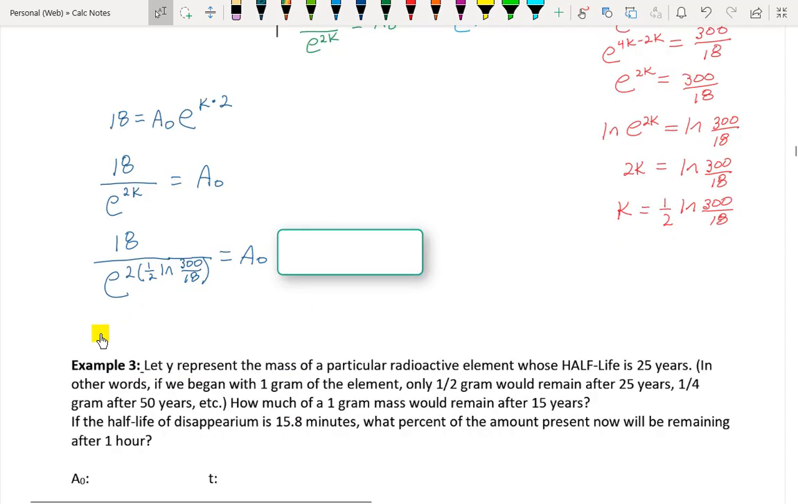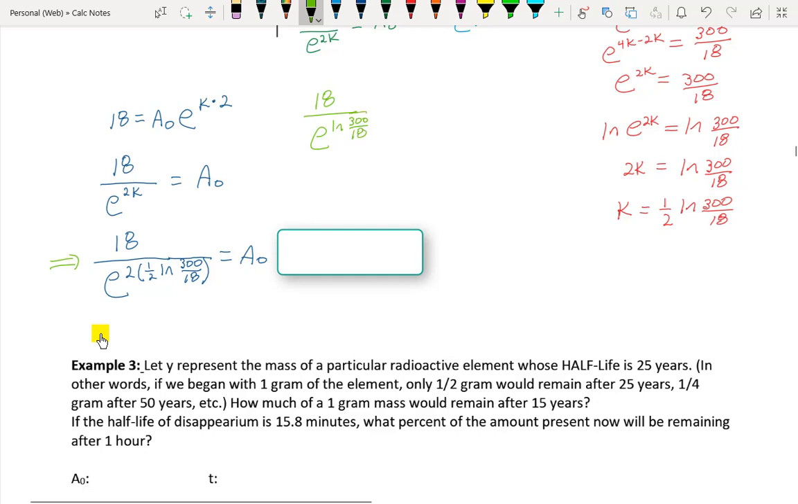All right. And you know what? Actually, I'm going to come back to this one just for a second here, because you can pop that in your calculator, but you can also do a little something else here. So think about, if you go back down to the bottom of this fraction over here on the left, 2 times 1/2 is just going to be 1. So really all I'm looking at here is 18 over e to the ln of 300 over 18.